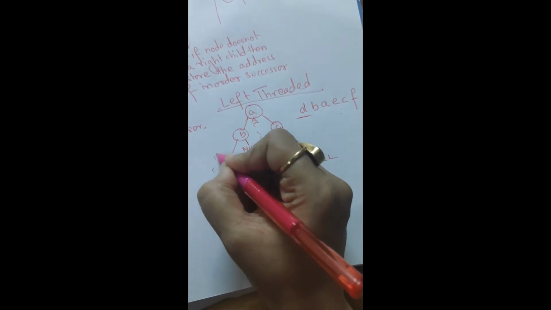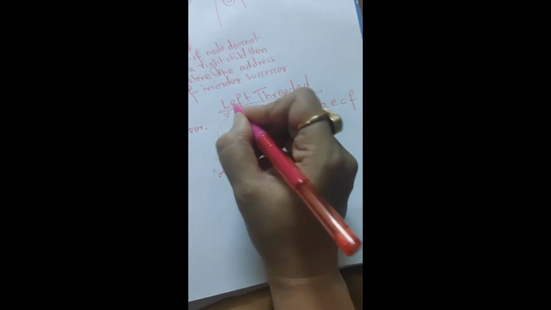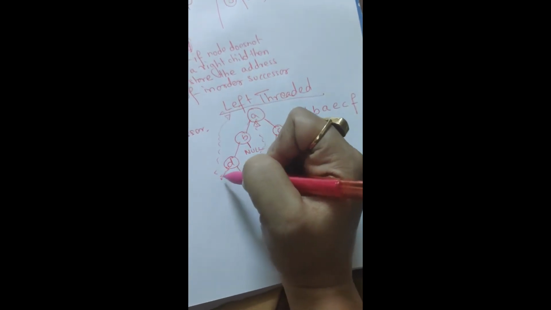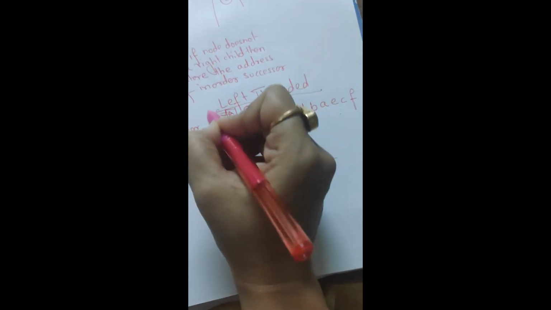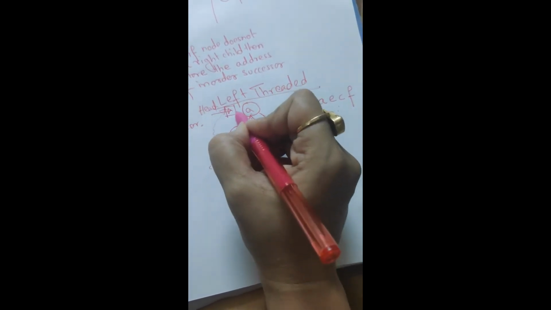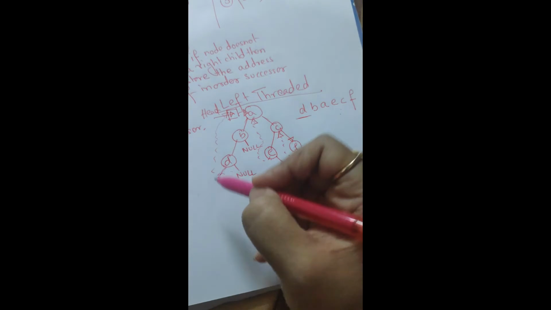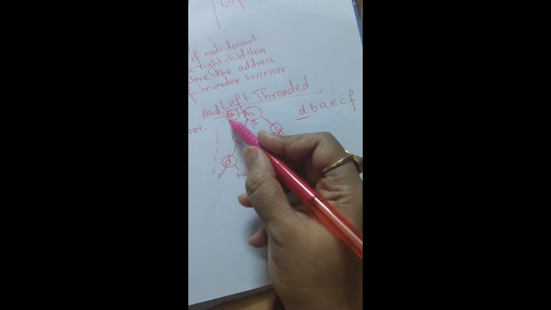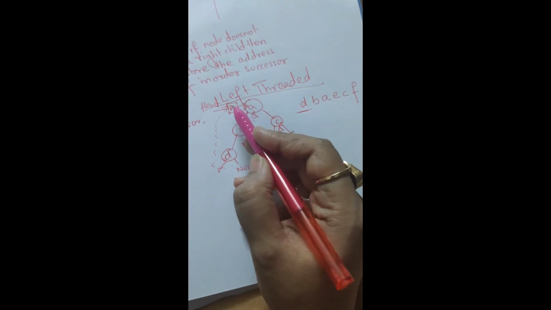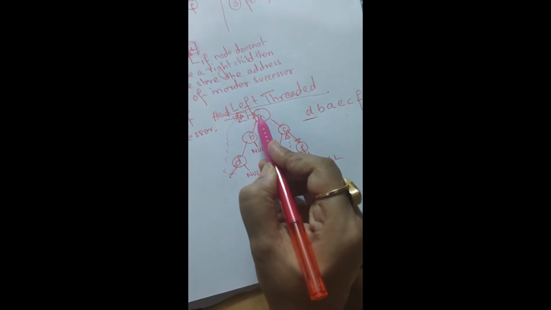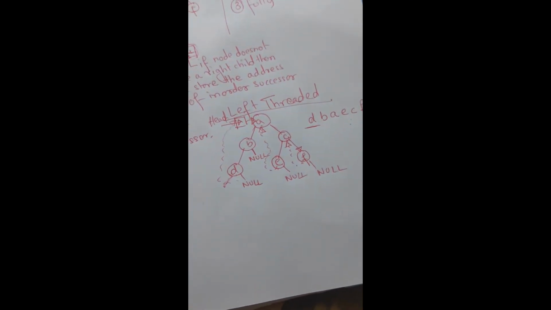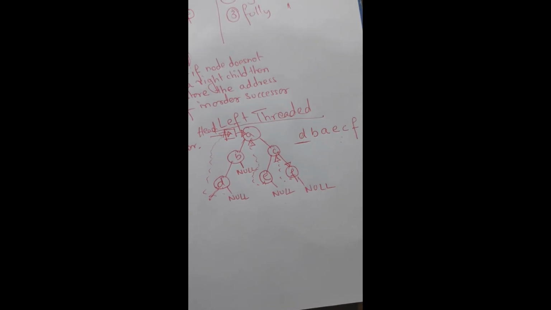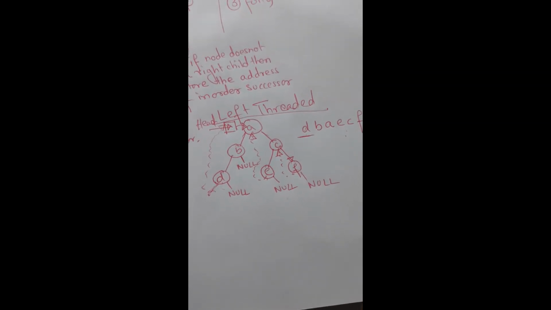This particular link will point back at a node that is called the head node. And the head node is nothing but a pointer that points to the root of the tree. D will point to a head node. What is a head node? It is a pointer that points at the root of the tree. Since D does not have any in-order predecessor, it will point to a head node which points back to the root of the tree. Correct?